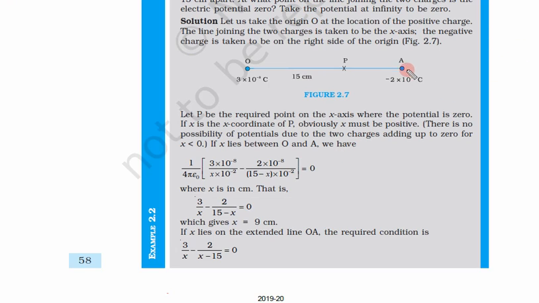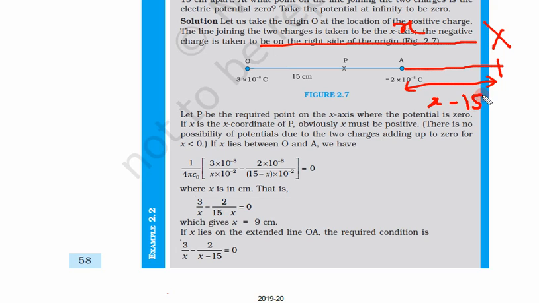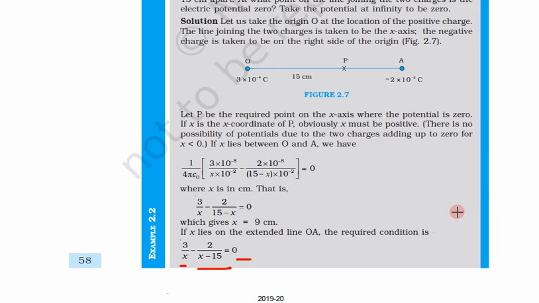Now second case, if we extend this line and this point is here. Now the total distance is x, and this distance is x minus 15. Previously it was 15 minus x, now this is x minus 15. So again, a similar equation we can find for this case: 3 upon x minus 2 upon x minus 15 is equal to 0. This is for the second case. Similar to the first case, we will have this for the second case.